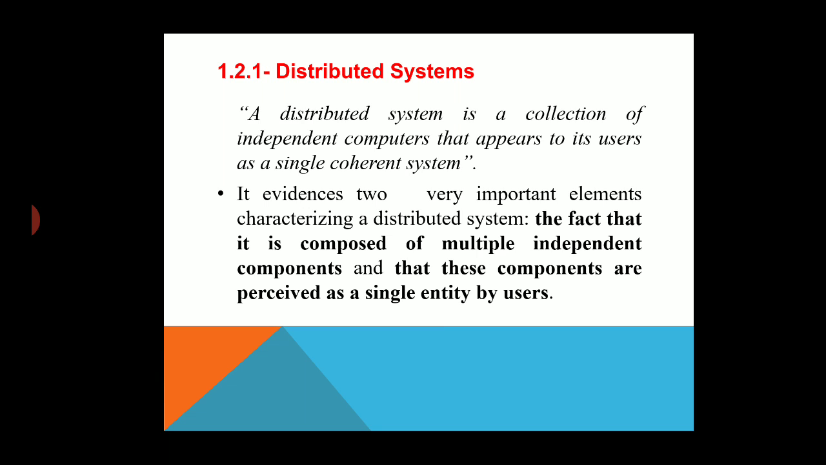It evidences two very important elements characterizing the distributed system. First, the fact that it is composed of multiple independent components, and that these components are perceived as a single entity by the users. This is practically true in the case of cloud computing, in which clouds hide the complex architecture they rely on and provide a single interface to their users.